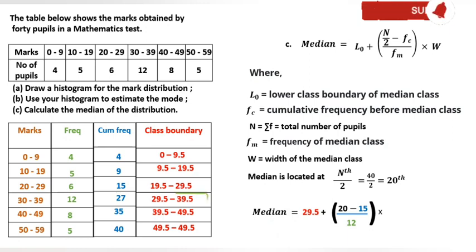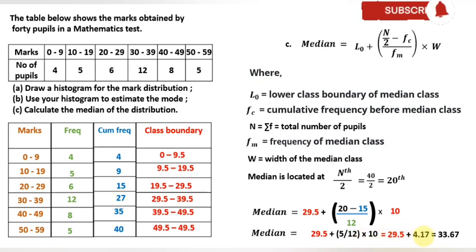Times the class width. The class width is the width of this. To obtain that, you just subtract this from this, and that's going to give you 10. So the class width is 39.5 minus 29.5, which is equal to 10. So we'll multiply this by 10. The median is going to be equal to 29.5 plus 20 minus 15 is 5, divided by 12 times 10. So that's going to be equal to 29.5 plus 4.17, which is equal to 33.67. So that gives us the median.